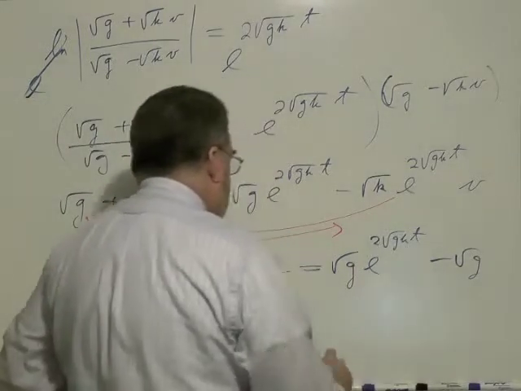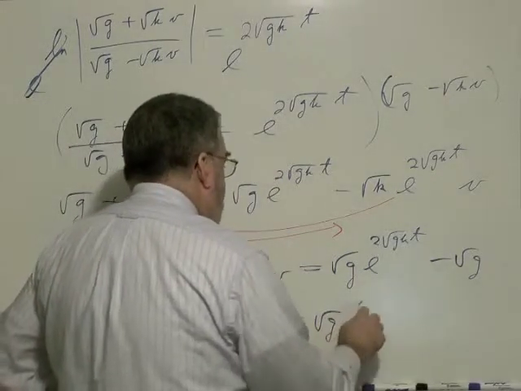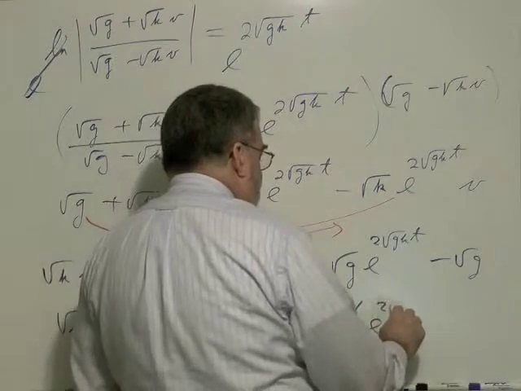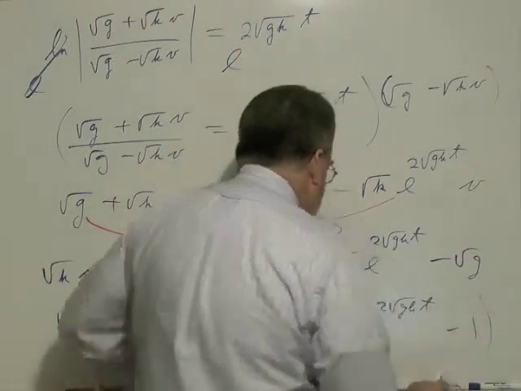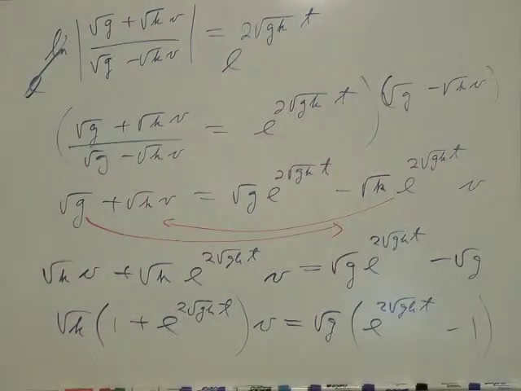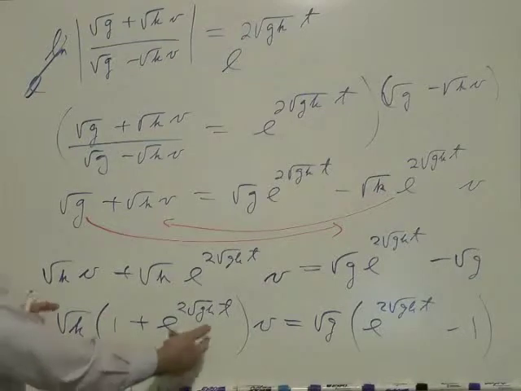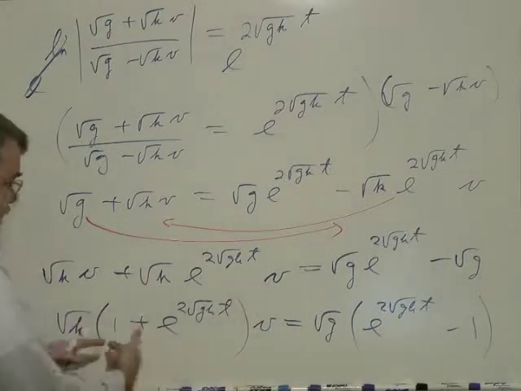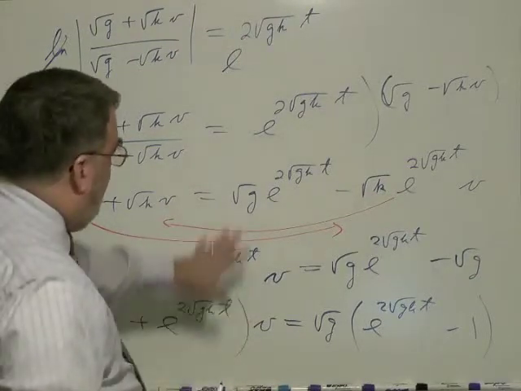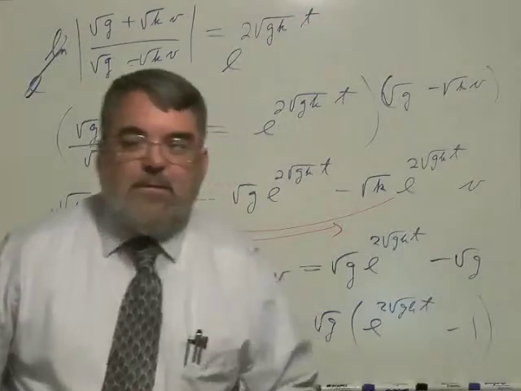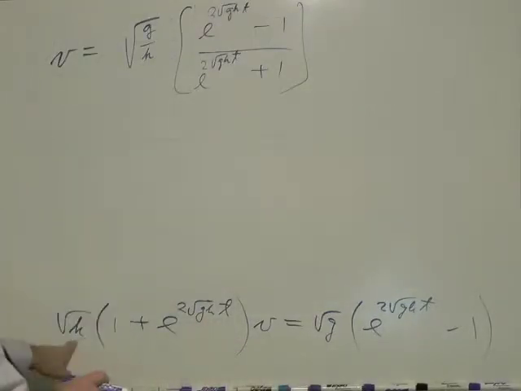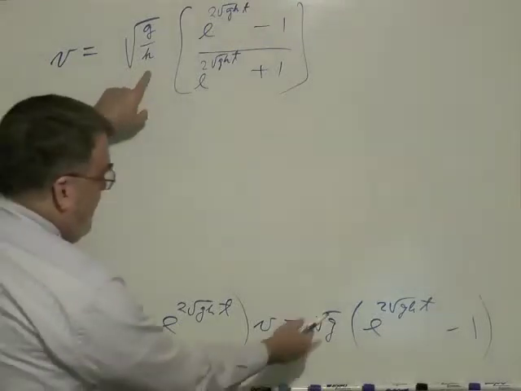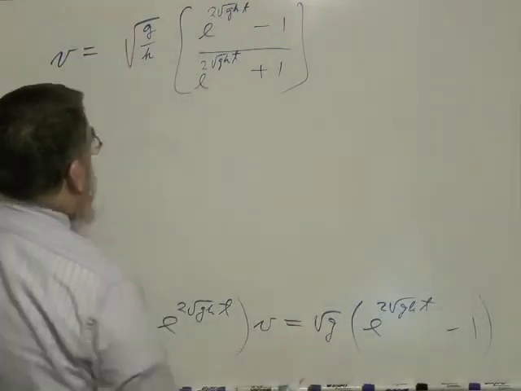Over here, let's factor out the square root of g. And that'll leave us e to the 2 square roots of gkt minus 1. Okay, now we want to solve for v. That means I need to divide by this piece right here, don't I? So let me erase everything down to here, and we'll do that. So I divided by the square root of k, that's the square root of g over the square root of k right here.